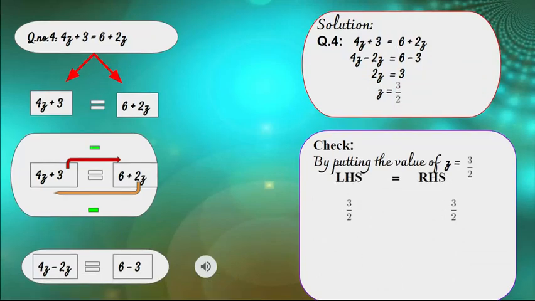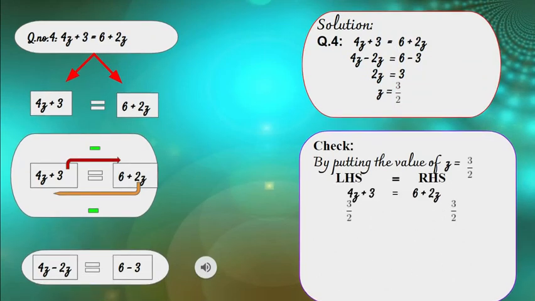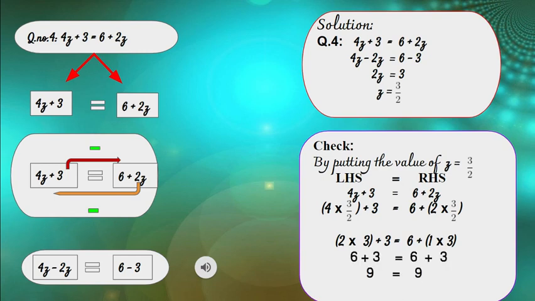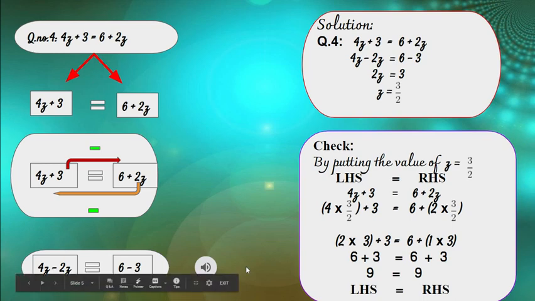So here left side we are having 4z plus 3. So 4 into 3 upon 2 plus 3. In 4, 2 times. So 2 3s are 6. 6 plus 3, 9. So left side we got 9. Same way right side. 6 plus 2 into 3 upon 2. 2 into 1 times. So 6 plus 3, 9. RHS also we got 9. Means LHS is equal to RHS. Verified. So our answer is correct.